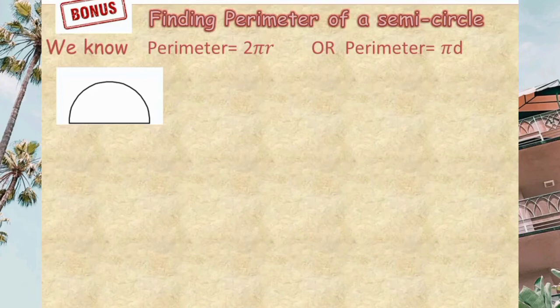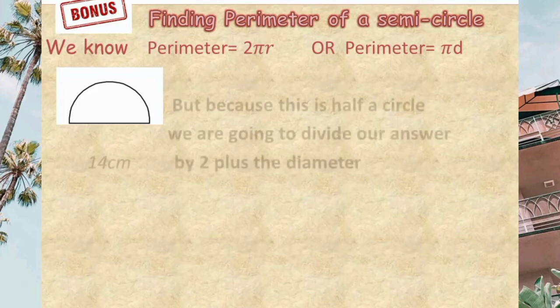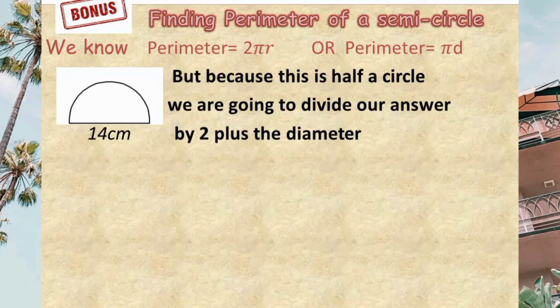This is finding the perimeter of a semicircle. We know that the perimeter of a full circle that has a radius is 2 times pi times r, and the perimeter of a full circle that has a diameter is pi times d. But the perimeter of a semicircle is a little bit different. Because a semicircle is half a circle, we are going to divide our answer by 2 and then add the diameter. I'll be explaining why we do this right now.